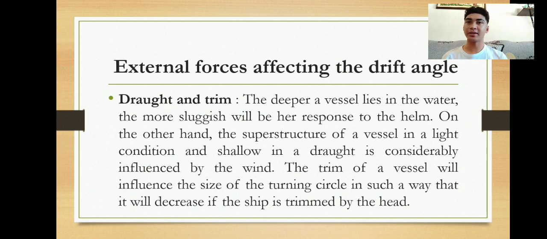So I'm going to discuss these external forces affecting the drift angle. So we have here the draught and trim. The deeper a vessel lies on the water, the more sluggish will be her response to the helm. On the other hand, the superstructure of a vessel in the light condition and shallow in draught is considerably influenced by the wind. The trim of a vessel will influence the size of the turning circle in such a way that it will decrease if the ship is trimmed by the head.